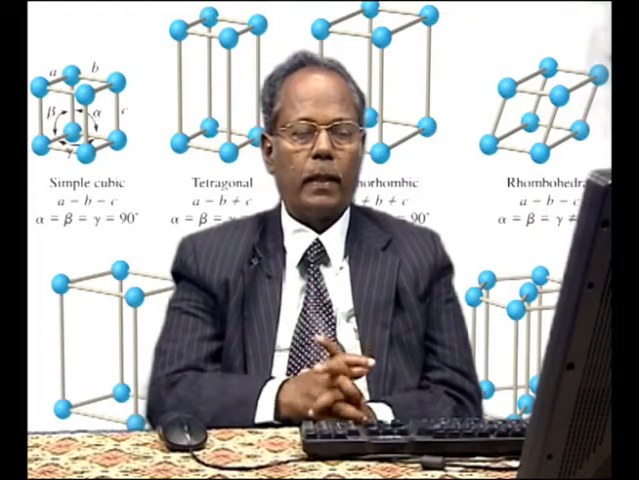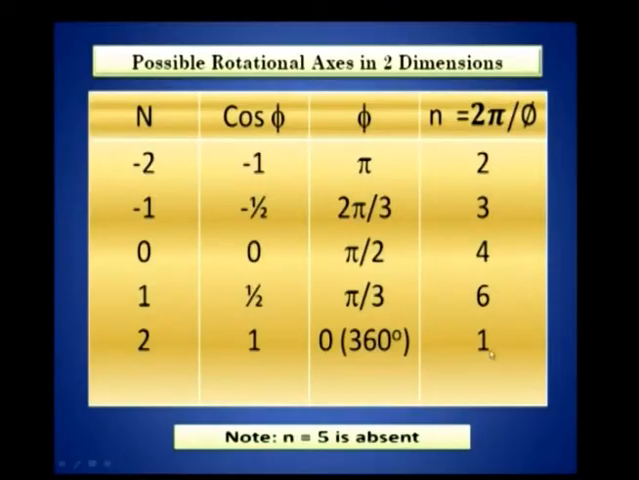What do you find here? You find the numbers 1, 2, 3, 4. What about 5? 5 is missing, right? You have got 6, right? Note n equal to 5 is absent, right? That is the important thing that I want to tell you with regard to possible rotational axes in 2 dimensions.